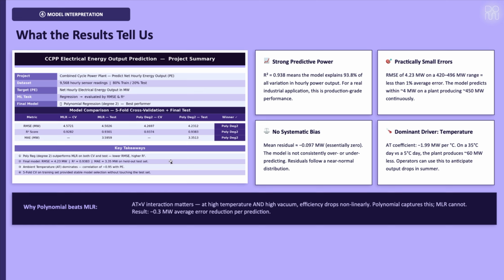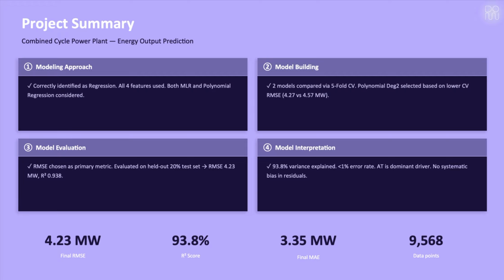Here is a summary of what was tested and the key takeaways of the graphs. We had as a result strong predictive power, practically small errors, which were a really good margin to work with, no systematic bias, and also a dominant driver, which was the temperature coefficient. As we have high temperature and high vacuum, efficiency drops non-linearly, so a polynomial can capture this and the MLR cannot. So we are sustaining two types of approaches to compensate for the strengths of the model, and how the polynomial, of course, fits better than the MLR.